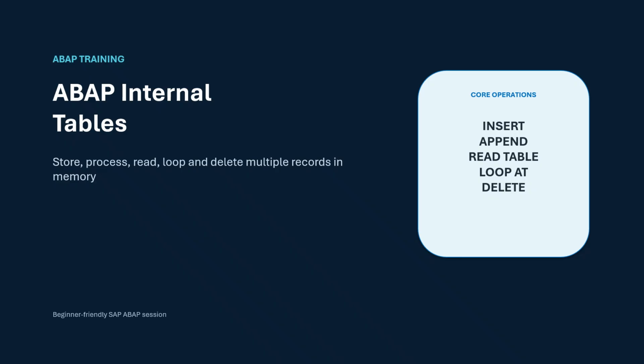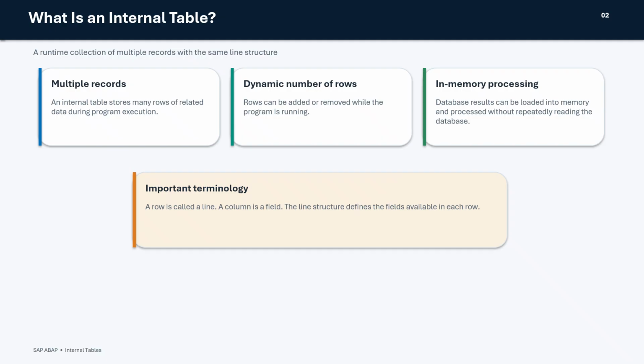Okay, let's begin. First, what is an internal table? An internal table is a temporary collection of multiple records stored in memory while an ABAP program is running. Each row in an internal table is called a line, and each column is called a field. The number of rows can change during program execution, because we can add or remove records.